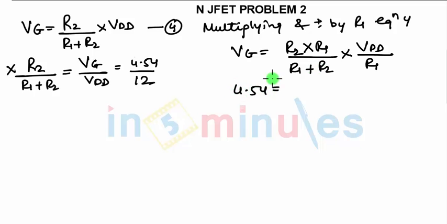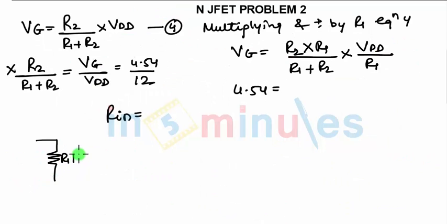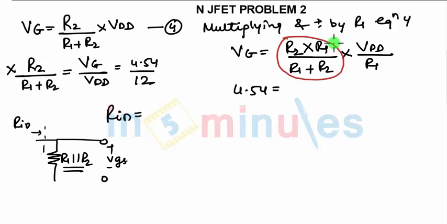So Vg you know, 4.54, and Rin is the input resistance. Seen from this point, when you draw the AC equivalent circuit, this will be R1 parallel to R2, then you will have plus minus VGS. So the total resistance seen from this point, Rin, is nothing but R1 parallel to R2. So this value is your Rin, which is given in the question. The value of Rin is given as 100 kilo ohms.